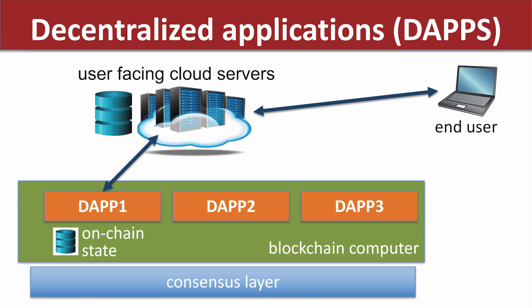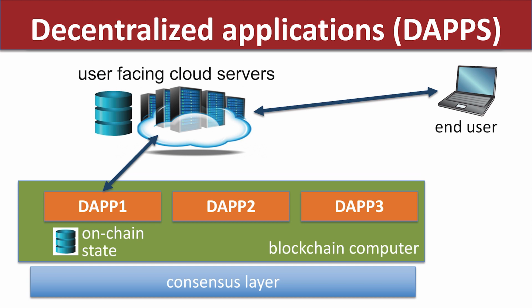So the picture I have in mind is, again, we have this consensus layer. On top of the consensus layer, we run the blockchain computer, and the blockchain computer maintains a lot of state. This is the state of all the applications running on this computer. This is now several terabytes of data. So there's quite a lot of state stored on the blockchain already.